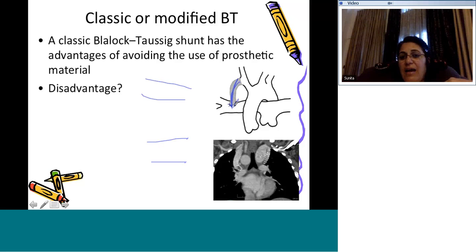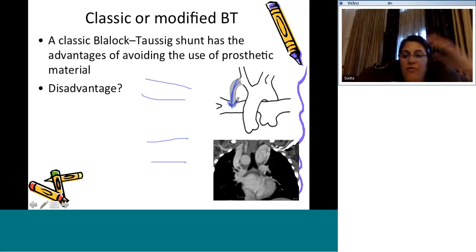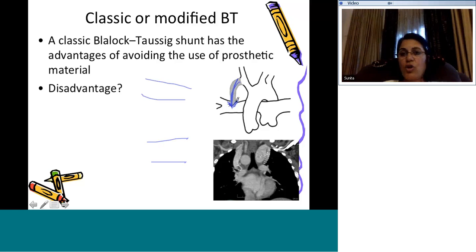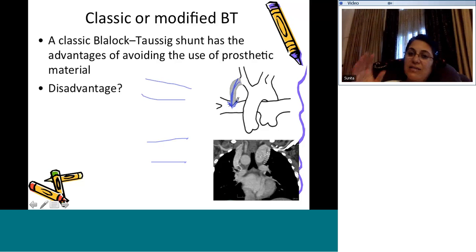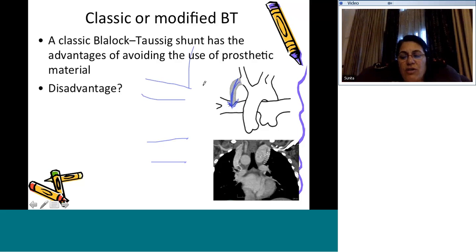So this is classical. Again, in which age group do you do classical BT shunts? In neonates. Because you can't just turn down a subclavian artery in an older child. If a 5-year-old comes to you for a shunt, you're not going to do a classical BT shunt. Same philosophy as we discussed with the subclavian flap. You can only turn down or use the subclavian artery in a neonate or a very young infant. So that's classical. Now the modified would be, if this is your subclavian, that is your carotid going there.